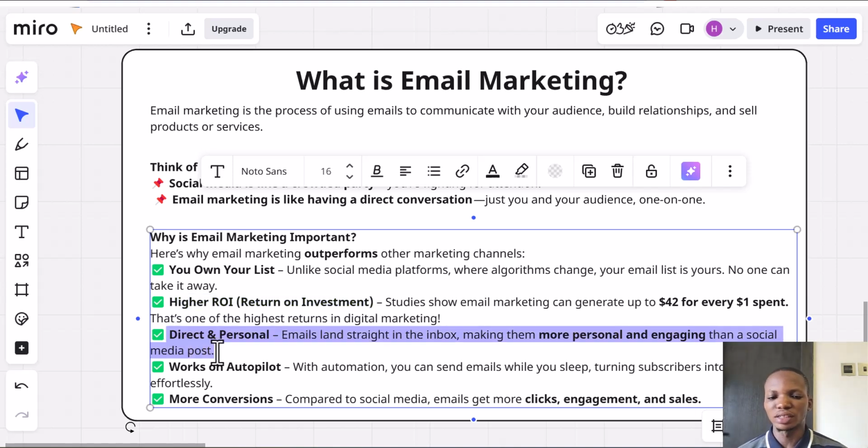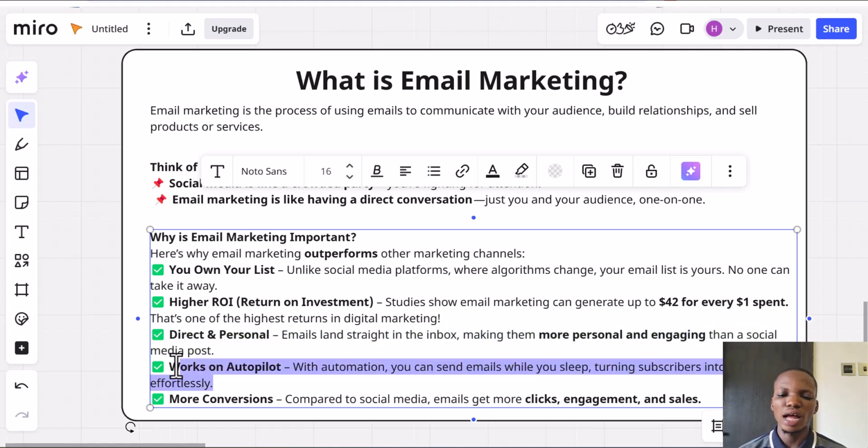Also, email marketing is direct and personal. The email lands straight into the inbox of your prospect, of your audience, the potential buyer. So it makes it more personalized and more engaging than on social media. On social media, it's just another social media post. But email marketing is very specific. It's like you're talking to them directly.